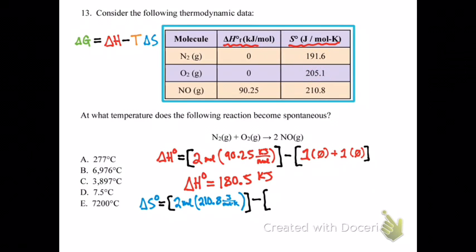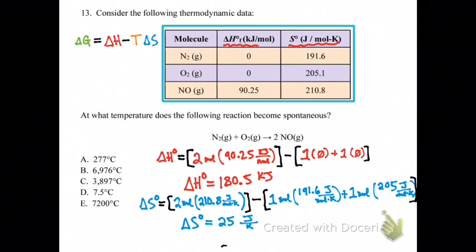So it's 191.6. We've got 1 mole of N2. Again, it's 191.6 joules per mole Kelvin. And to that, we're going to add, we've got 1 mole of oxygen, and the oxygen is 205 joules per mole Kelvin. Okay, so now let's see what we end up getting for the entropy change. So it ends up being 25 joules per Kelvin.